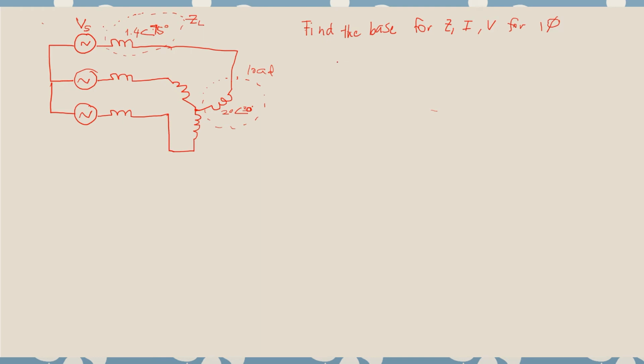Then this is because in order for us to find VLL per unit, we need to know this value first. In order for us to find this, we need to know this first. So we also need to know the ZL base, we need to know I actual, and also we need to know V load actual.